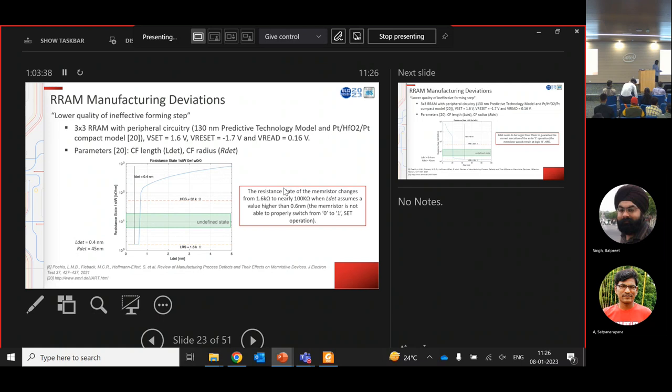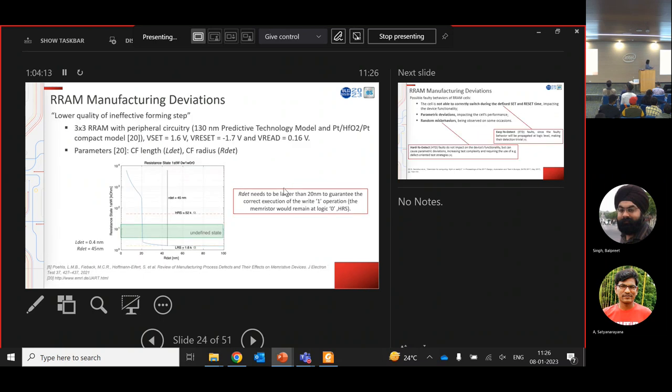the LDET assumes a value higher than 0.6, the memristor is not going to switch anymore. So on this value here, higher than 0.6, you are going to have this undefined state. If you put the length of the filament on this value, you are going to observe this undefined state, and then you are not able to switch the device anymore. Which means that the length of the filament can impact the functionality of the device. So if you have an ineffective or lower quality forming step, you are going to observe this.